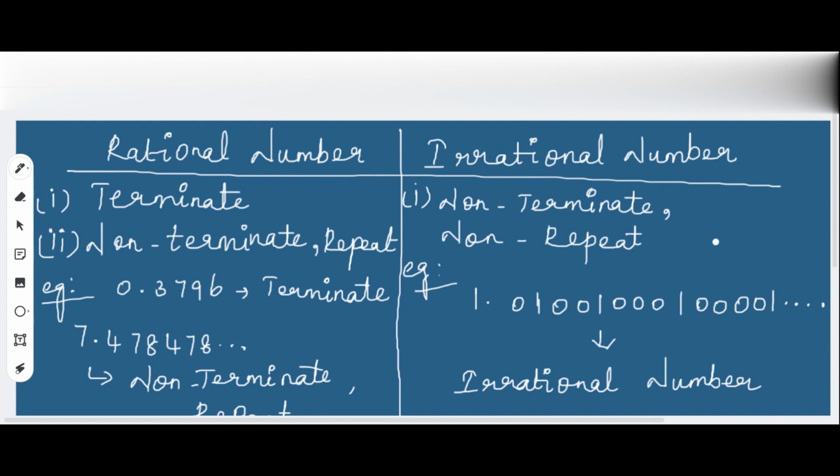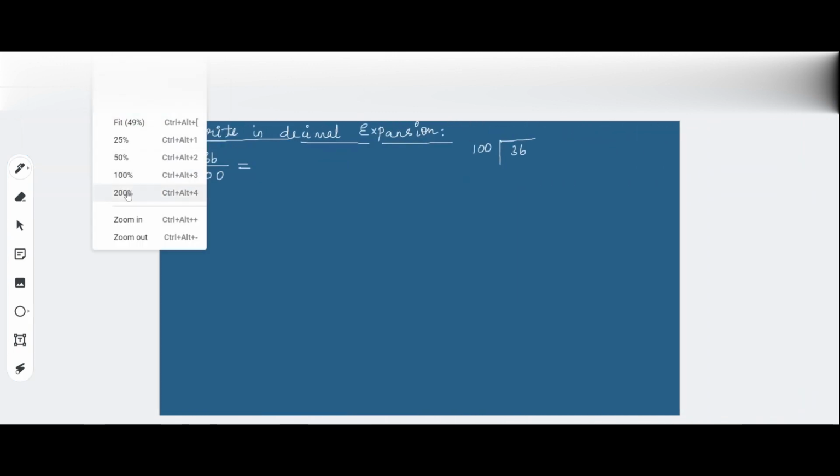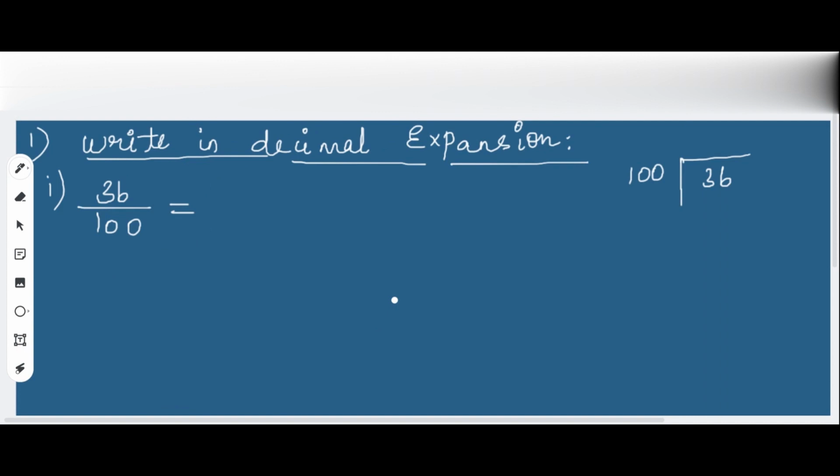So what do you mean by irrational number? An irrational number means non-terminating and non-repeating. So what does it mean? Say one example, 1.01, and so on. So this is non-terminating, right? Terminating means it has some end. Non-terminating means it does not have an end. So the remainder should not become zero, and the numbers also do not repeat. So these all come under irrational numbers. Okay, now let's move on to work out some problems.